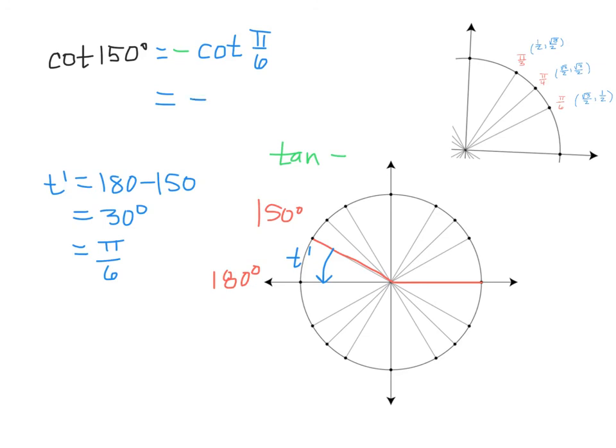So negative square root 3 over 2 divided by 1/2. So that's like negative square root 3 over 2 times the reciprocal 2 over 1. And those 2's are going to cancel, and we end up with a negative square root 3 over 1, or just negative square root 3.